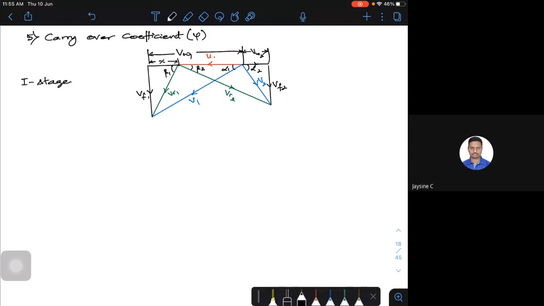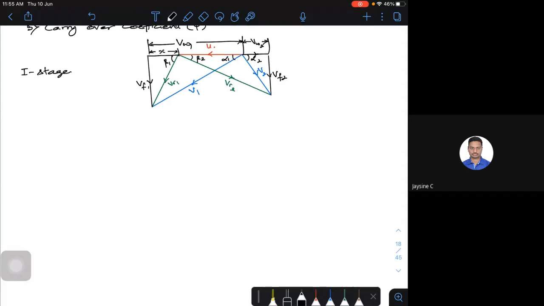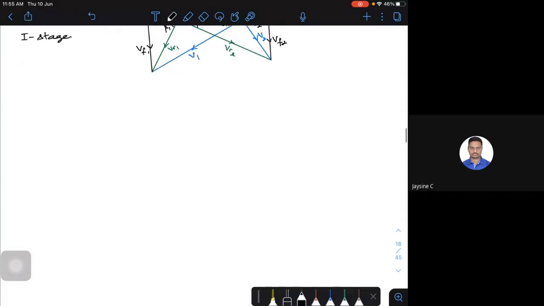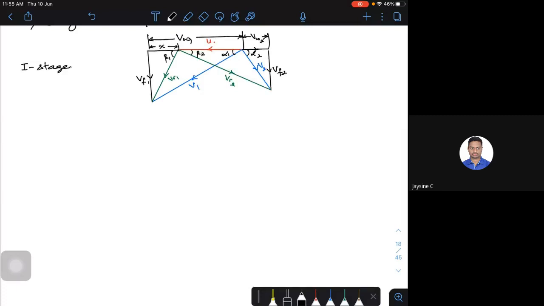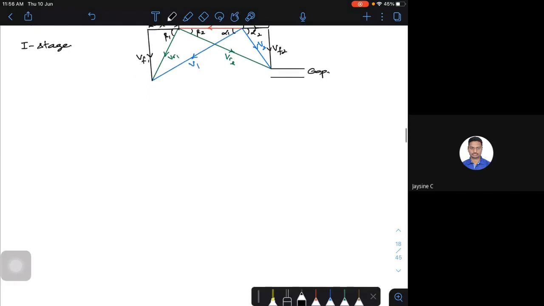So the fluid will be exiting the first stage with a velocity V2. The fluid will be exiting with a velocity V2 here. So if I try to look at it, this is the velocity here. There is a small gap between your first stage and the next stage stator. What will happen? This fluid will go to the next stage of a stator here like this.